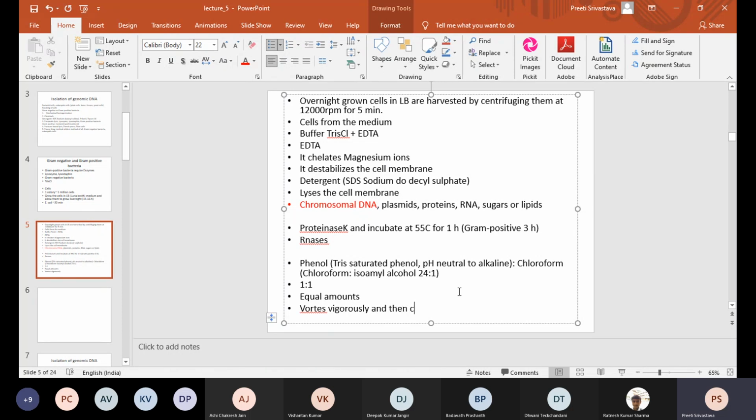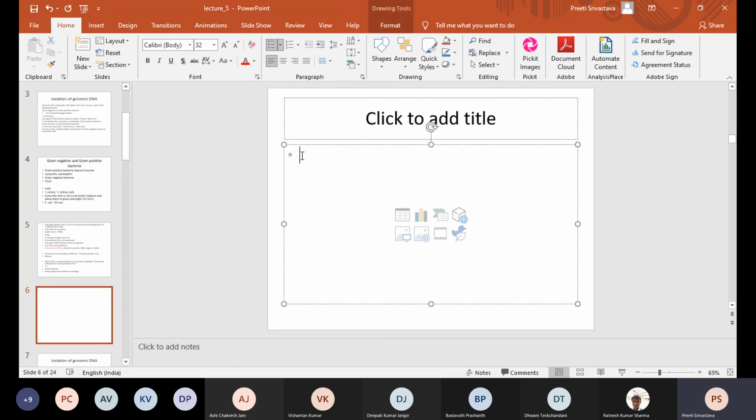and then centrifuge. This will result in the formation of a biphasic mixture, because the upper phase, which contains the chromosomal DNA, the SDS, Tris-Cl, all of these, will form the aqueous phase. Phenol chloroform will be the organic phase. So you are forming a biphasic mixture, and after vortexing and centrifuging, you will have an aqueous phase and an organic phase.